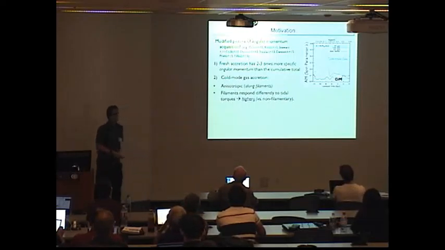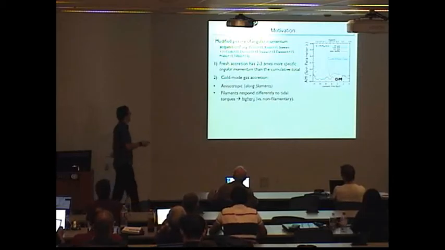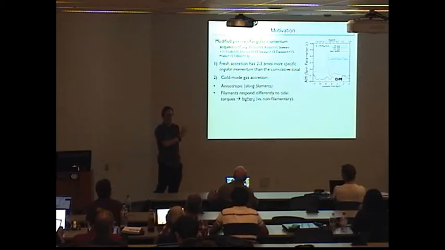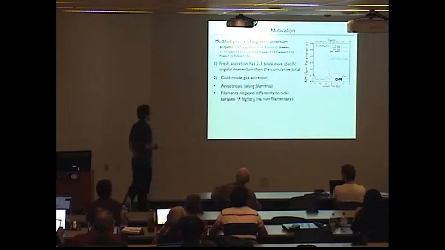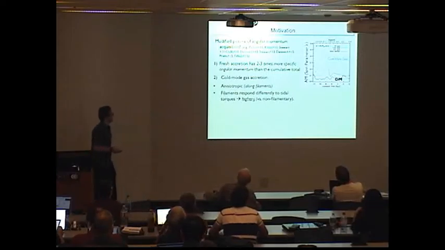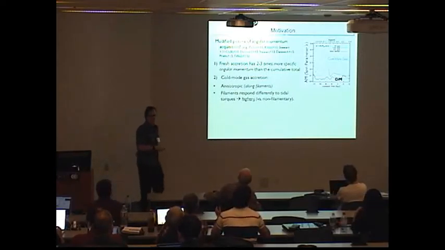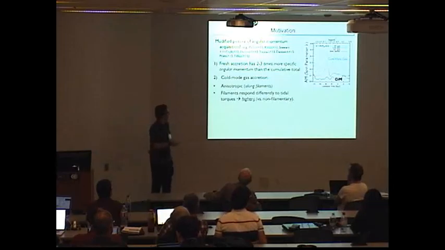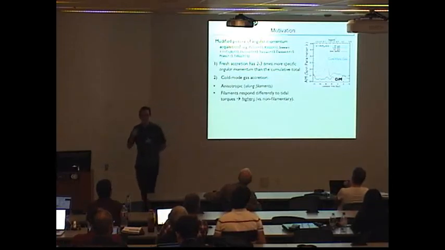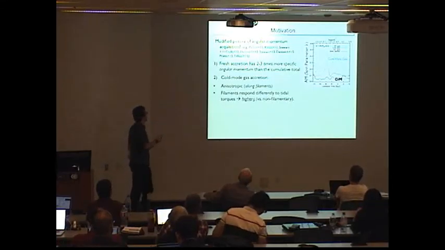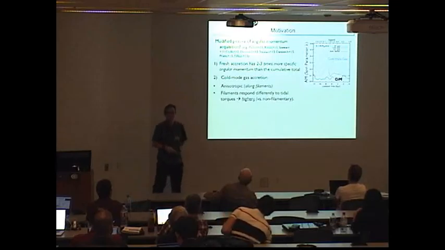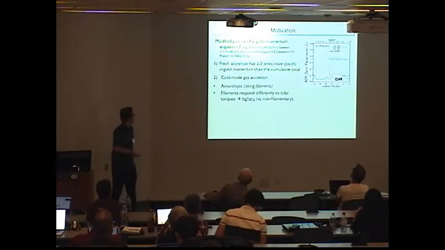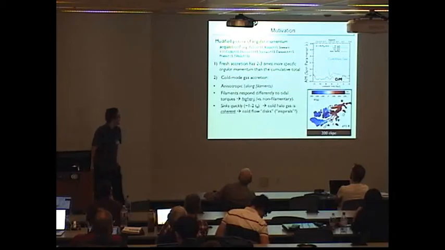What we're finding is, yes, as we know, the cold mode gas accretion on this scale is not isotropic. It's flowing along the filaments. These filaments respond differently to tidal torques. They end up having higher specific angular momentum. So Danovich et al. did a good analysis of that, looking at the inertia tensor of the filaments versus what you might expect.